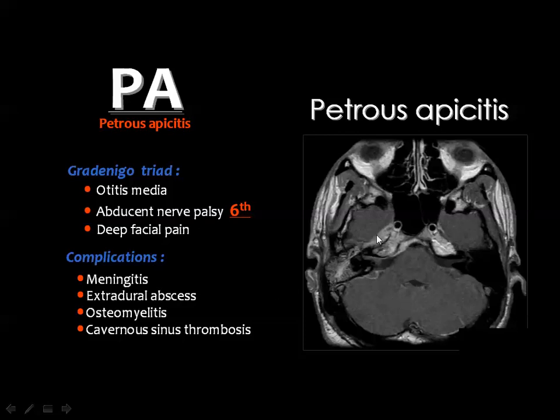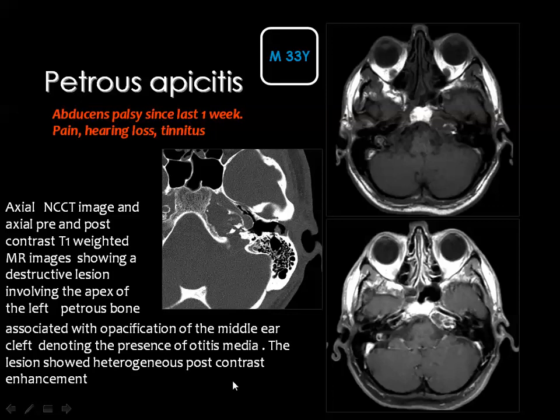And you can see in this case otitis media and mastoiditis associated with some soft tissue enhancement along the apex of the petrous bone. Then this lesion is usually presented by a triad, which is known as Gradenigo triad, composed of otitis media, abducens nerve palsy, and deep facial pain. And this lesion may be complicated by meningitis, extradural abscesses, osteomyelitis, and of course, the cavernous sinus thrombosis, which is very close to the site of the lesion.